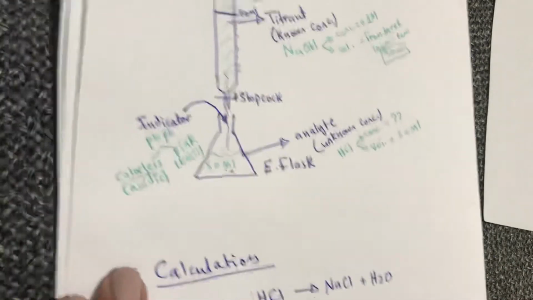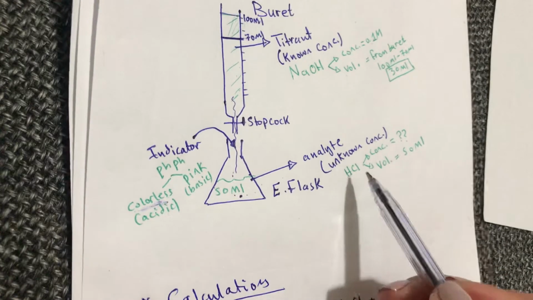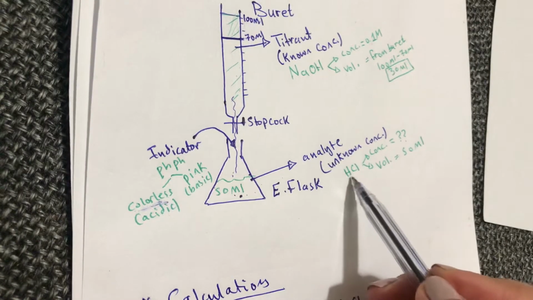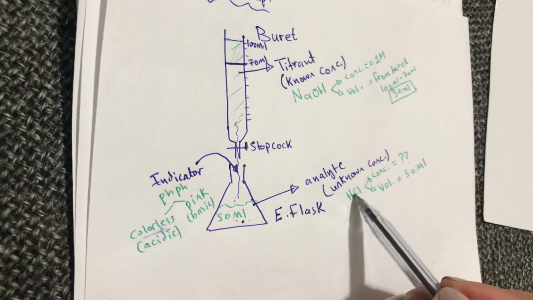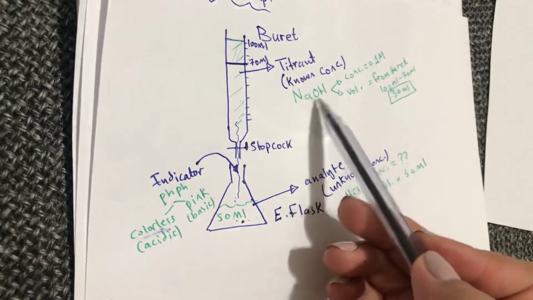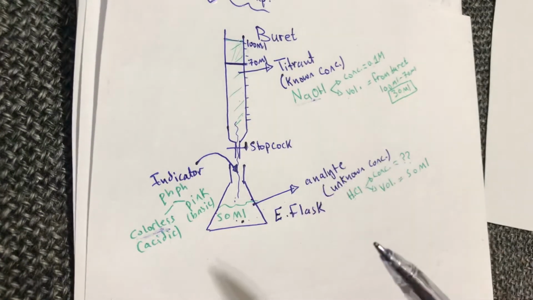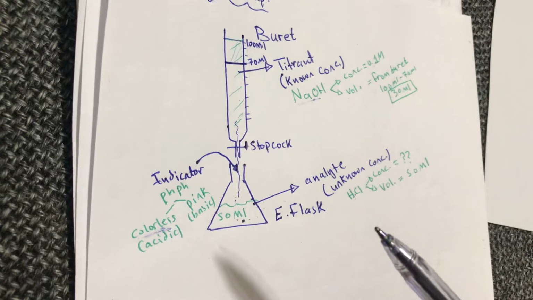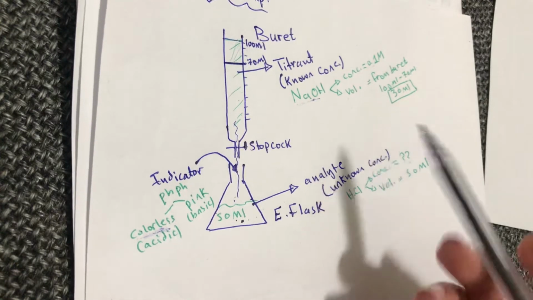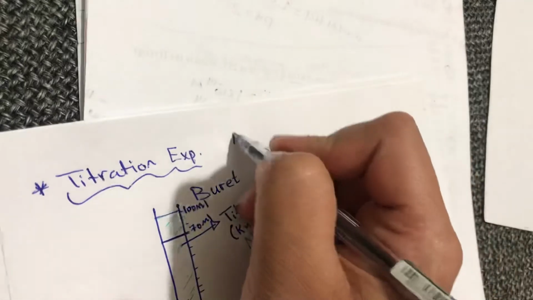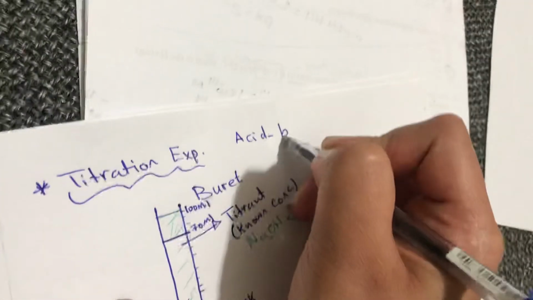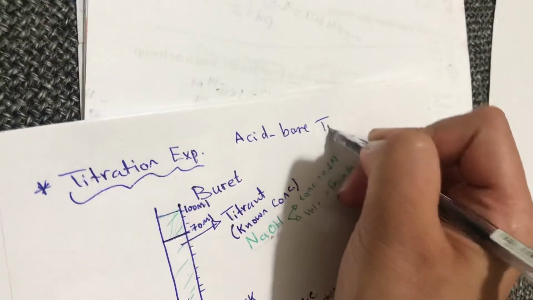So you can calculate the concentration of an unknown acidic solution by using the titration method, by using a known concentration of base. So this method is called acid base titration.